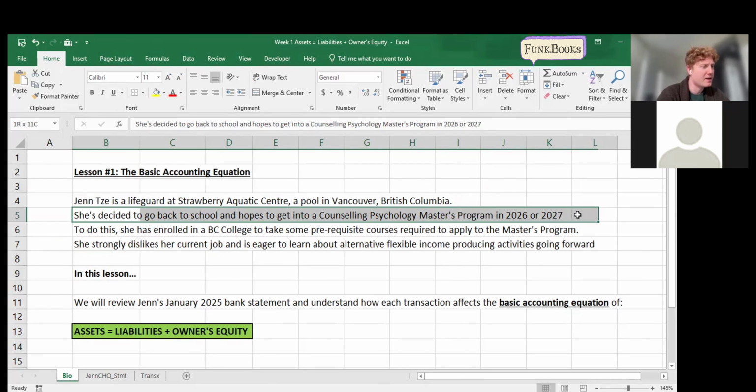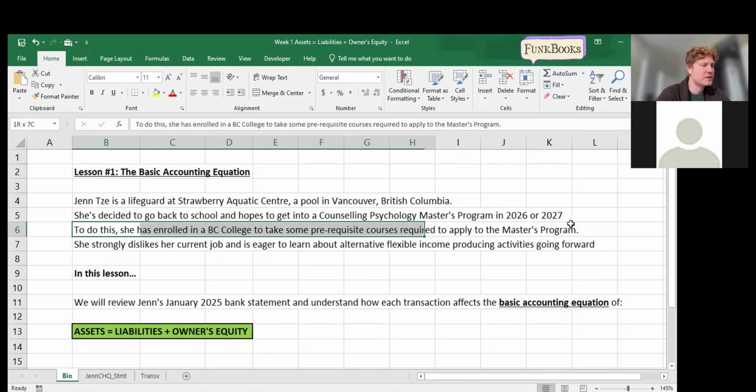The current plan is for her to go back to school and get into a Master's of Counseling Psychology program either in 2026 or 2027. So we'll be starting by reviewing their 2025 year. And to do this, Jenn actually took some courses starting in January 2025 to upgrade their current schooling so that they could get into the program down the road.